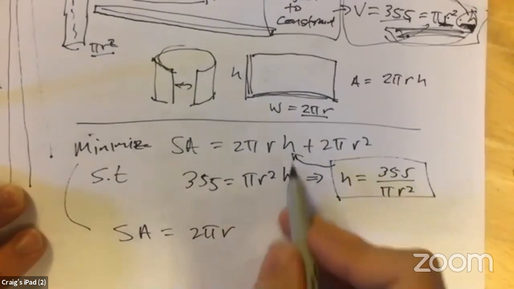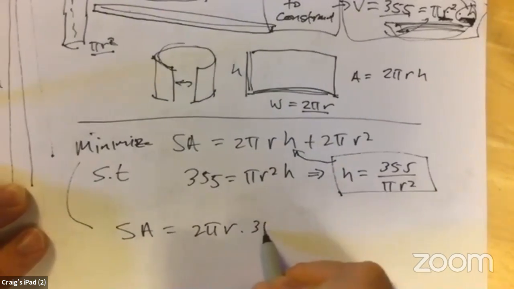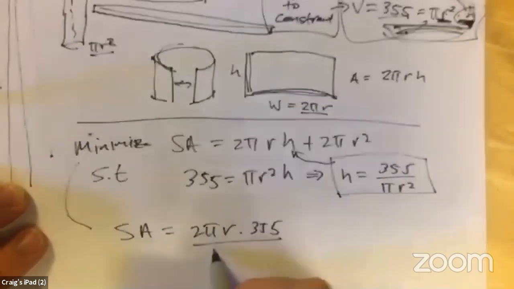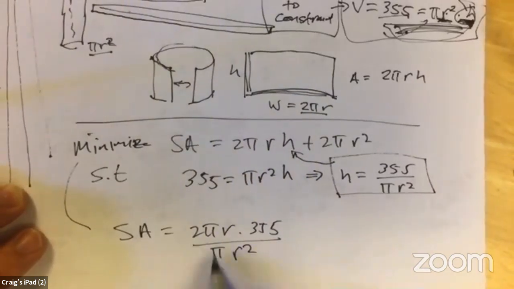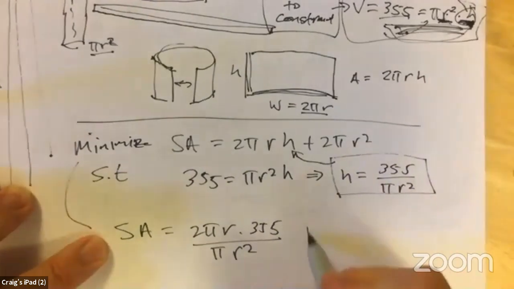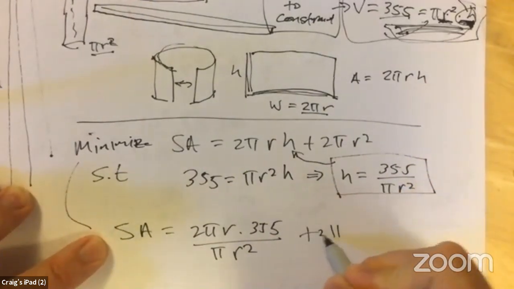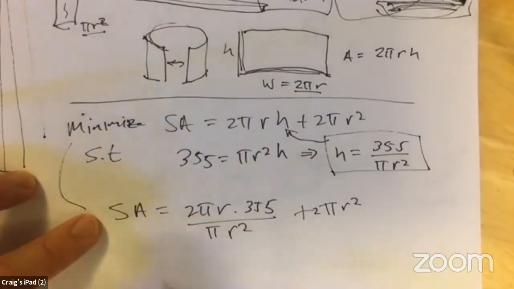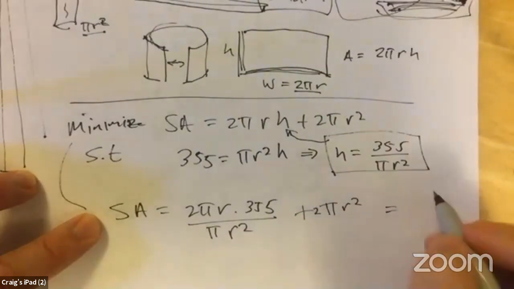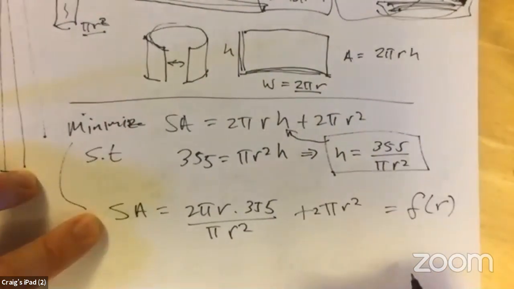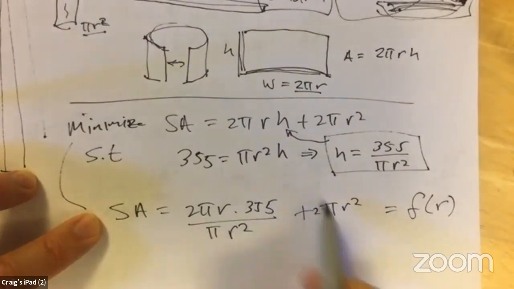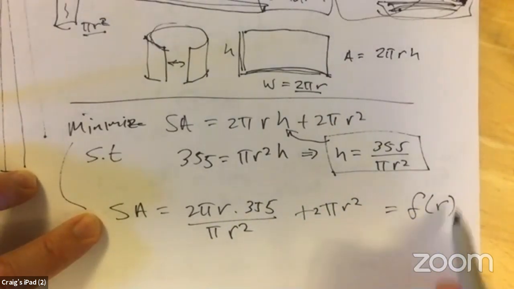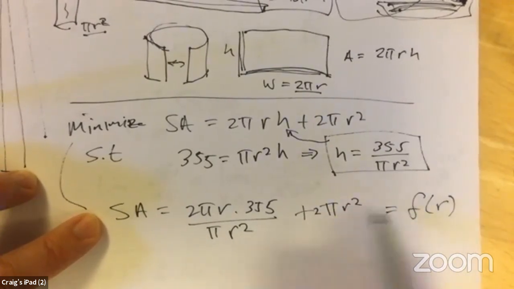2 pi r times h, which is 355 divided by pi r squared. And the pi is going to cancel, one of the r's is going to cancel, and that's just part of the surface area. I also have to have 2 pi r squared. And so that's our function that we're trying to simplify. So this is just a function of r. If I change my r, my surface area changes. And the question is, when is this thing a minimum? When does it have a minimum value surface area?